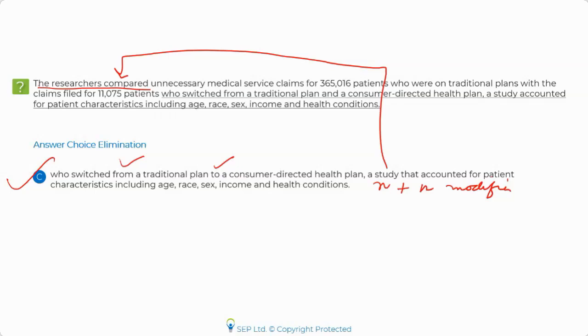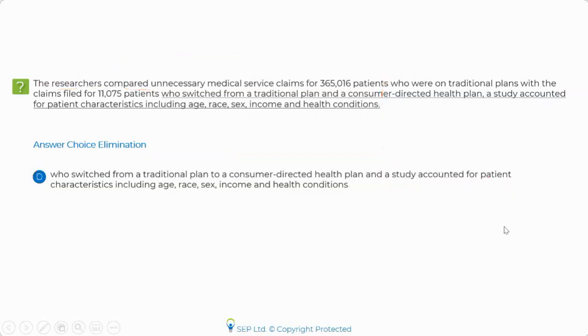A tougher example would be the giant fungus question. So let me quickly finish this discussion. D joins the two clauses with "and", but then you see it becomes an independent clause with no connection. We are just saying the researchers compared something, something, something, and a study accounted for patients. Whether what the researchers compared and the study are the same, we don't know.